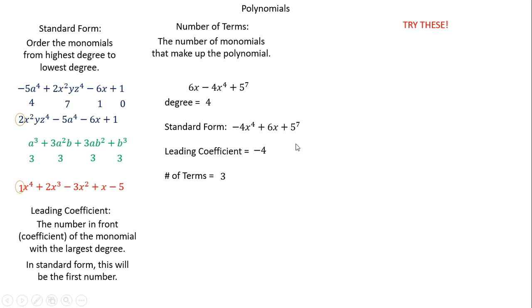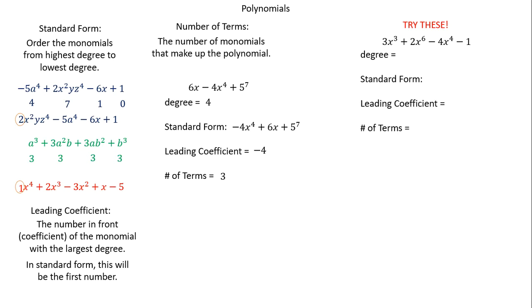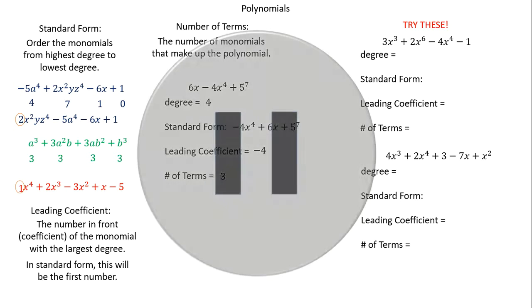So why don't you try these? We have 3x cubed plus 2x to the 6th minus 4x to the 4th minus 1. Find the degree, standard form, leading coefficient, number of terms. And then do the same thing with 4x cubed plus 2x to the 4th plus 3 minus 7x plus x squared. Find all of those same things. Notice that there's not really any math involved in this, so it shouldn't take very long, but it's just definitions. So go ahead, pause it, figure this out, and then push play again when you're ready.